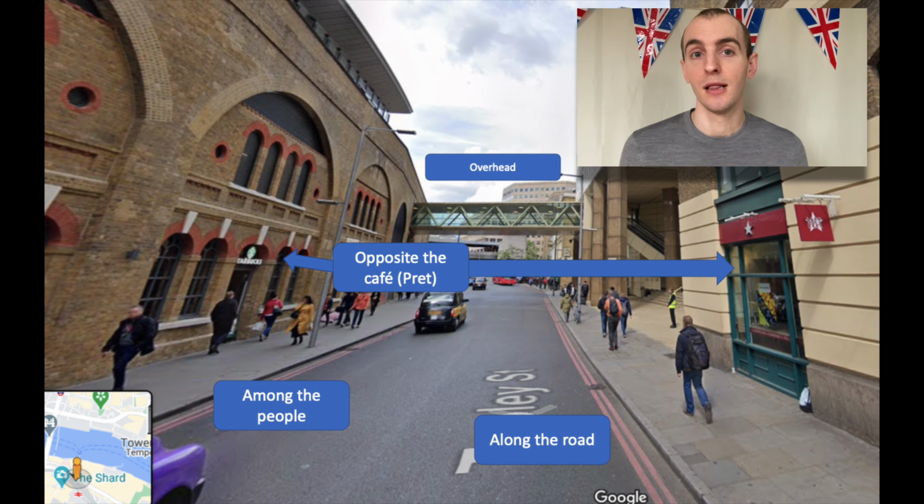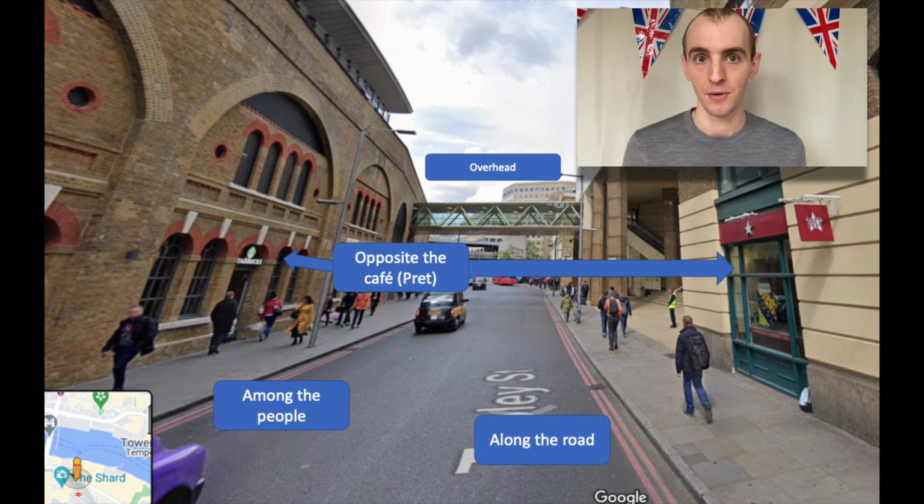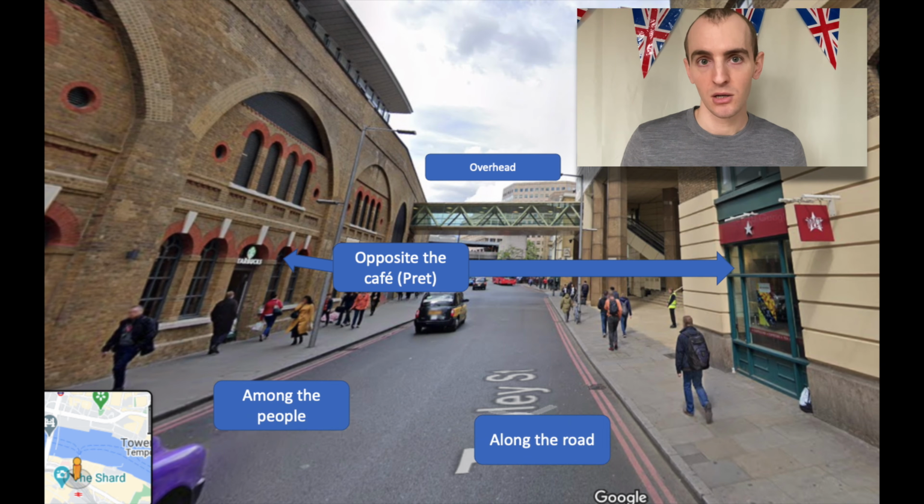If we look along the left-hand side of the road, what can you see among the people? So it's not the best example, perhaps, but we could say there is a lamp post among the people. There is a lamp post among the people. So between is for two things. Among is for many things. So you can be among the trees in a forest or between your mum and your dad.